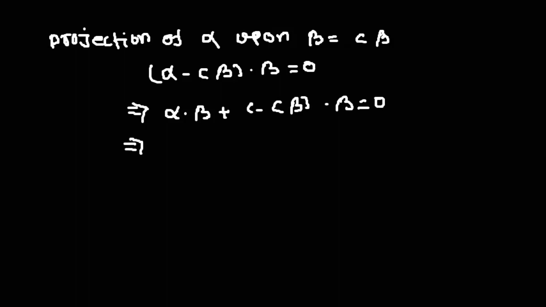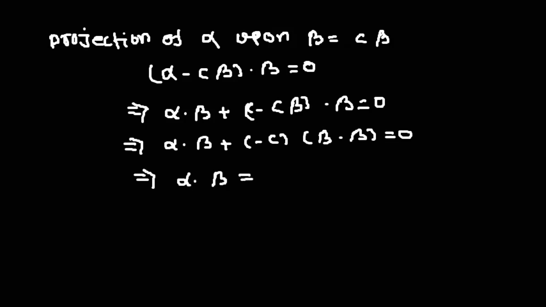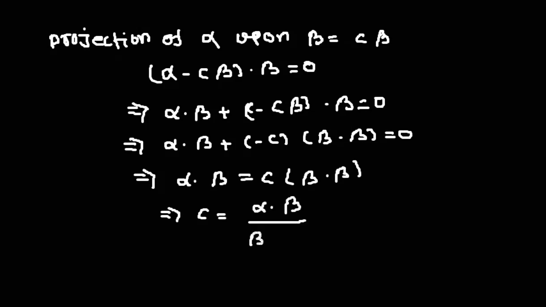And from there you can write alpha dot beta, and we can take minus c outside of this inner product because this inner product allows this. So minus c into beta dot beta is equal to 0. Now we can write alpha dot beta equals, we just take the term to the other side of the equation, c into beta dot beta, and from there c is going to be alpha dot beta over beta dot beta.